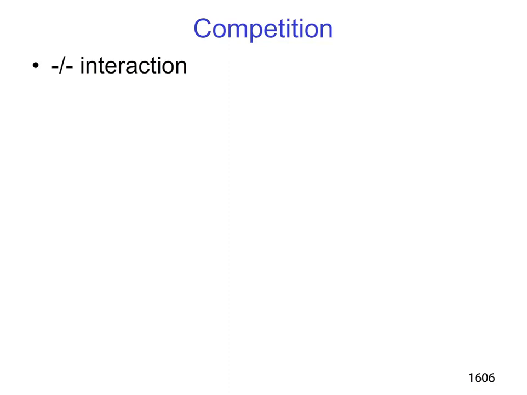Okay, for competition, these are the things you need to know. Write this down. First off, it's a negative interaction. So what this means, write it down, is that both species have reduced fitness. So a negative interaction means that both species have a reduced fitness.